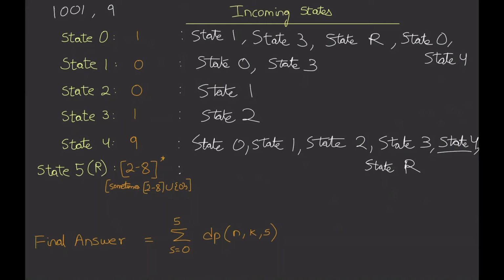And when can I enter state 5? So this is a little bit tricky. I can enter state 5, the state R, from any state, but on seeing which input? I can actually reach state 5 in two types of ways. One is on seeing any number between 2 to 8, and sometimes even any number between 2 to 8 as well as 0. So I can go to state R even on seeing a 0.